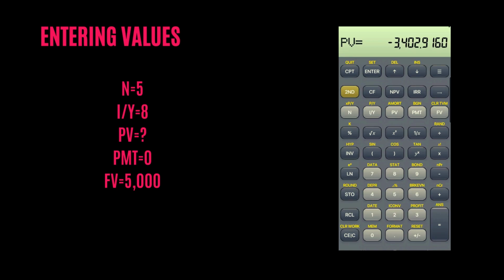But that $5,000 you get when this matures, then all of a sudden, that would be a cash inflow. So when you think about the negative versus positive answers in the TI BAII Plus, make sure that you are thinking in terms of inflows and outflows.